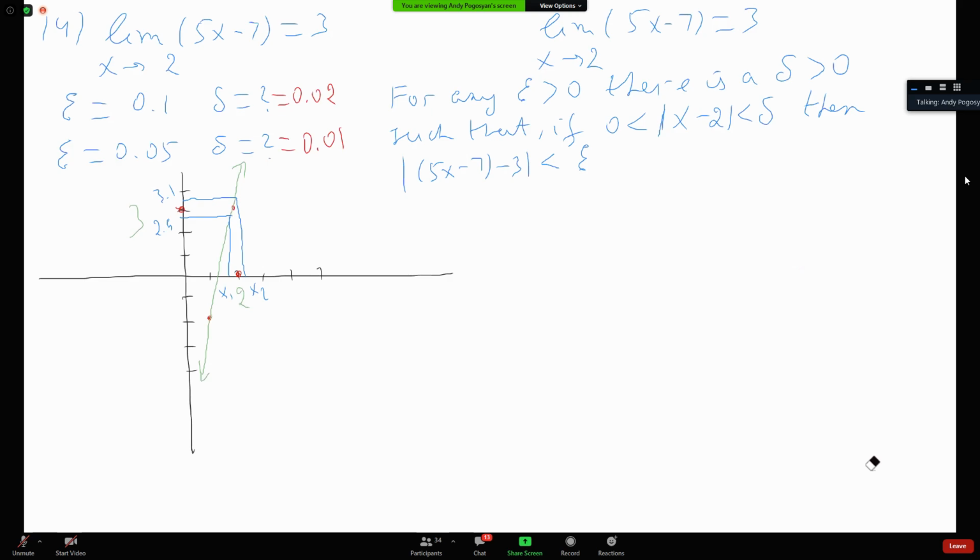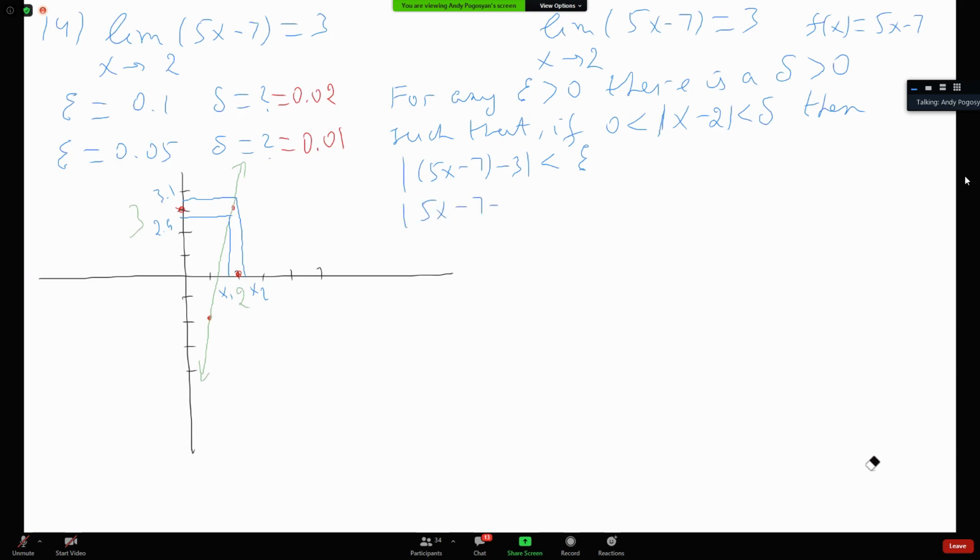If the limit of the function, which is in this case f of x, is 5x minus 7, equals L, which is 3, as x approaches A, which is 2, then for every epsilon, we should be able to find delta such that if 0 is less than absolute value of x minus 2 less than delta, then this 5x minus 7 minus 3 is less than epsilon. So we start from this.